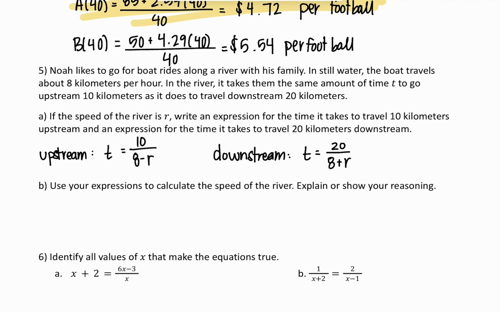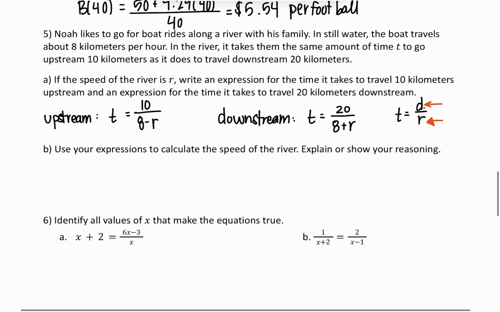And the way we can get that is we know that time is equal to distance divided by rate from the first question. And so distance is based on how far it's going, and the rate is a combination of how far it can go in general, how fast it can go in general, along with the river speed. So if we want to find the actual r value, and we know that the time is equal, we can set these two expressions equal to each other.